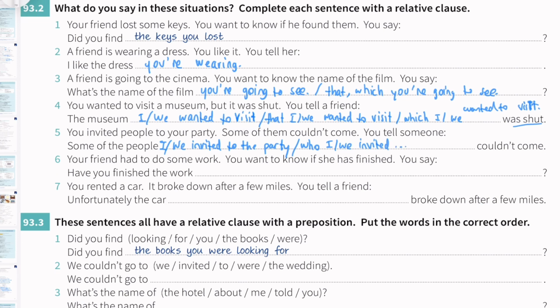Or you can use whom as well because it's the object, right? Because they were invited, they are the object. That's why we can use whom I or we invited couldn't come. Again, 3 possibilities. Then your friend had to do some work. You want to know if she has finished. You say, have you finished the work you had to do?